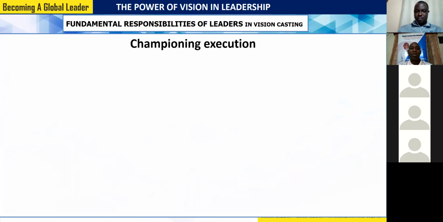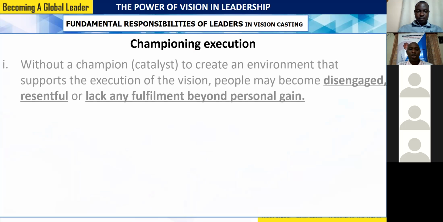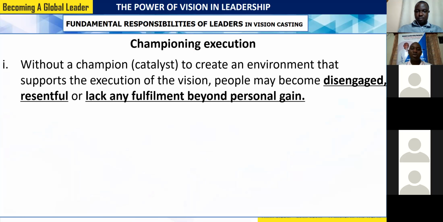And then the third fundamental responsibility of leaders in vision casting: championing execution. Without championing, we are talking about you or me as a leader being a catalyst in the entire process. Without a champion to create an environment that supports the execution of the vision, people may become disengaged, resentful, or even lack any fulfillment beyond personal gain. And this is out there and it's happening a lot, when people pause at personal gain without stretching to the higher purpose of the organization.